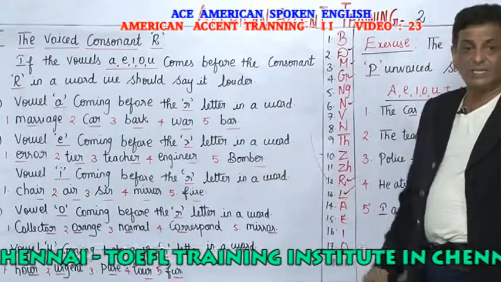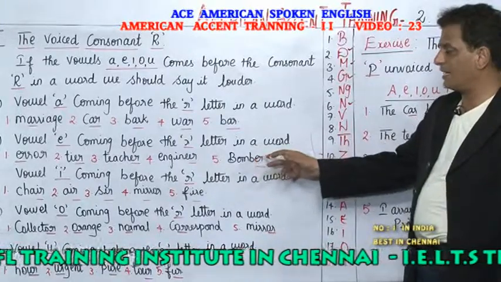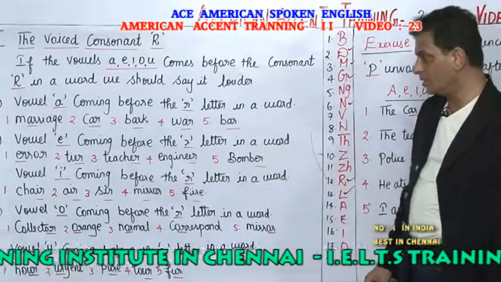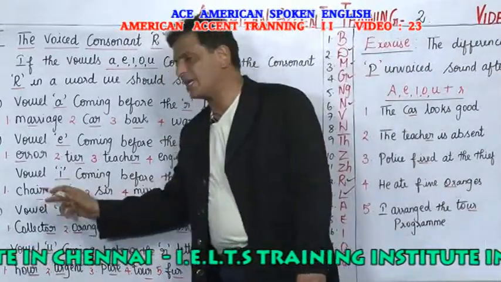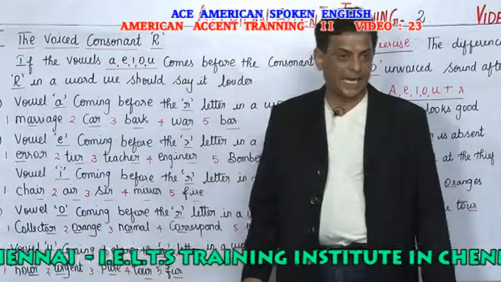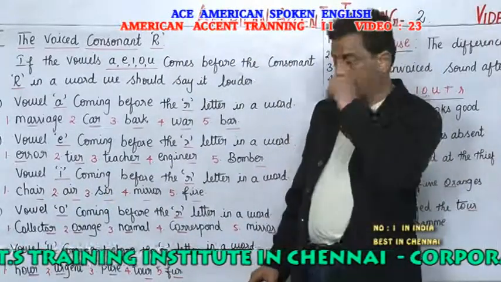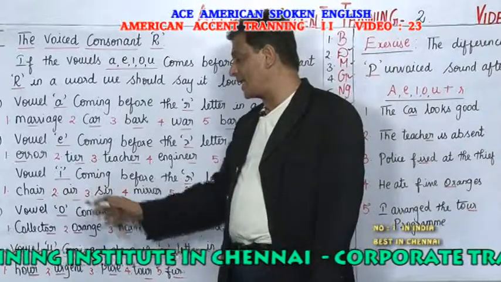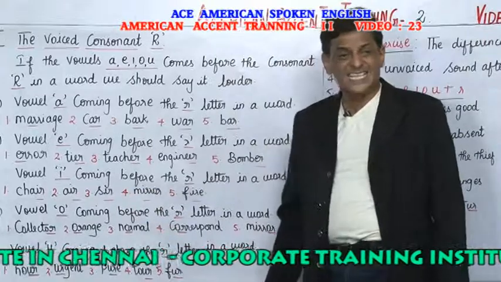Bomber. B. So this vowel E joins with B and R to give a sound. Bomber. Vowel I coming before the R letter in a word. Before R, I comes. Chair. You are pulling the vowel. Before R, I comes. Air. Before R, I comes.